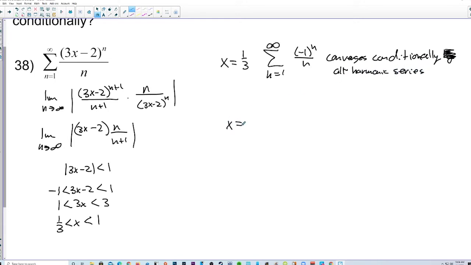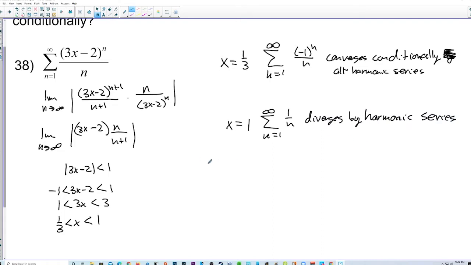For x is equal to 1, the other endpoint, we have the sum from n equals 1 to infinity of 3 times 1 is 3 minus 2 is 1 to the n over n, which is 1 over n. And this diverges by harmonic series.